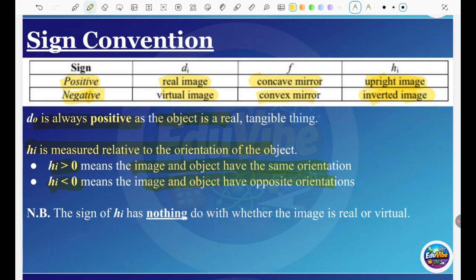Note that the sign of hi has nothing to do with whether the image is real or virtual, because hi and di are very different things. Di gives you a distance and hi gives you the height. So if you have hi and you don't have di, hi can't tell you anything about real or virtual. Real or virtual is only told when you have di. So you have to find di with hi, or find hi with di. The formula is on your formula sheet.